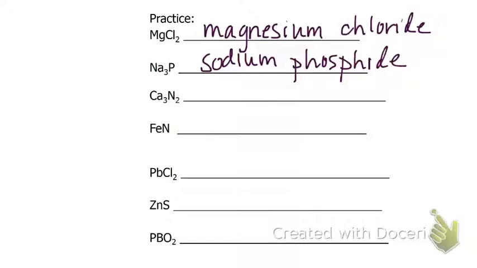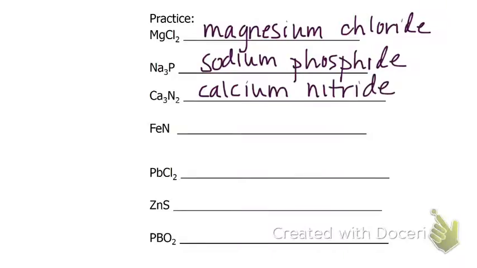Okay, and then the next one, Ca3N2. Kinsey, call on. What is it? Calcium nitride. Remember when we do nitrogen, we change it to nitride. Yep.